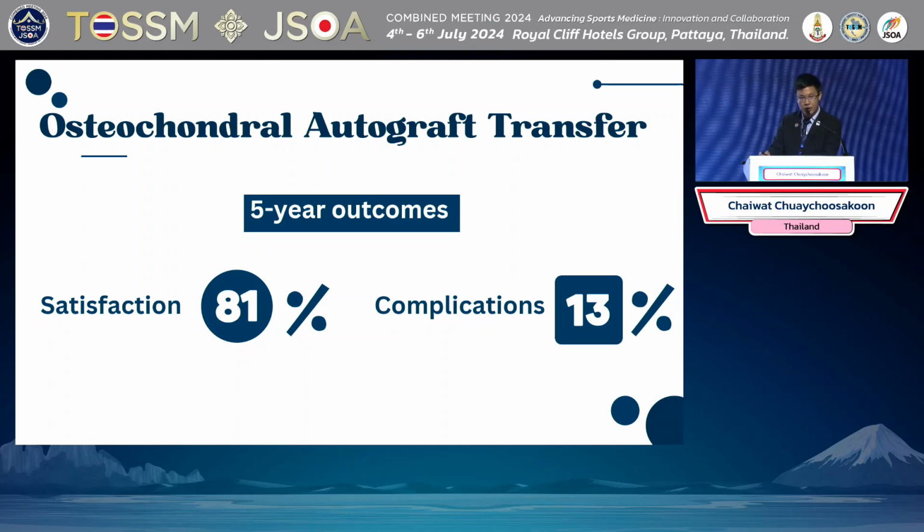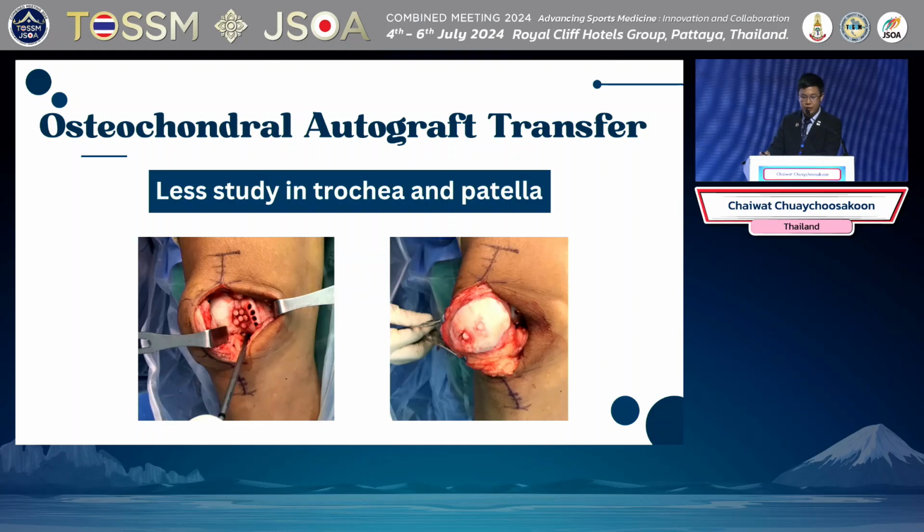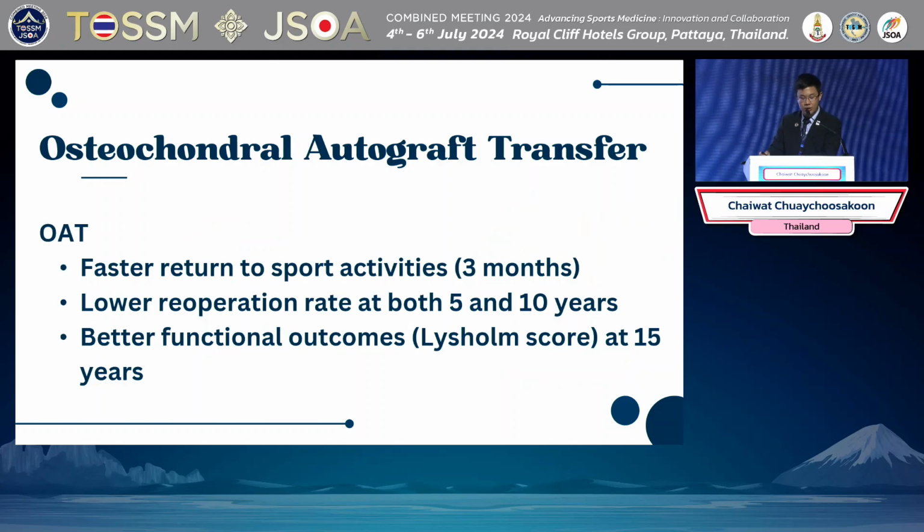Patient satisfaction is about 81%. The complication rate was 13%. We found that OAT is good in the area of the femoral condyle, but it is slightly controversial or less studied in the area of the trochlea or patella. When comparing OAT to marrow stimulation, we found that OAT can return to sport activity faster, has a lower reoperation rate at 5 and 10 year follow-up, and has a better functional outcome by Lysholm score at 15 years.